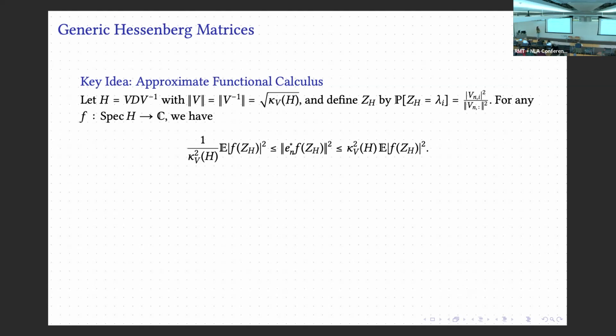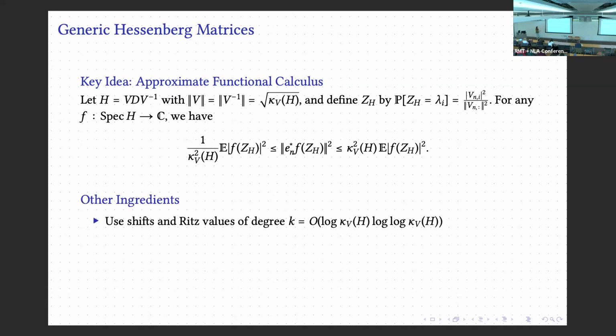And it turns out you get an approximate functional calculus if you do that. So it allows you to approximately relate these row-norm-like quantities that are coming up all over the place with expectations with respect to this random variable. And the thing you lose in this approximation is the eigenvector condition number of the matrix. So if this is pretty well controlled, then this approximation is pretty good, and you can get something going.